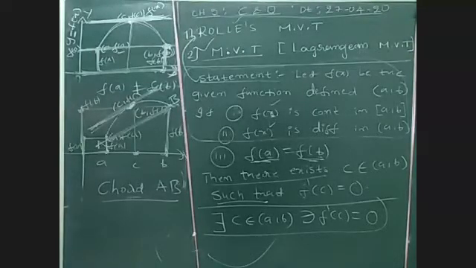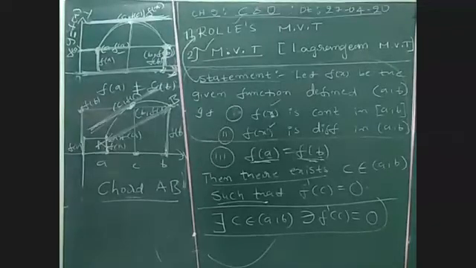So this is the geometrical interpretation of these theorems. Without knowing this meaning, what is f dash of c equal to 0, what is f dash of c equal to f of b minus f of a by b minus a, might be difficult. Continuous is nothing but that there is no break. Differentiable is nothing but it should not be a sharp curve.